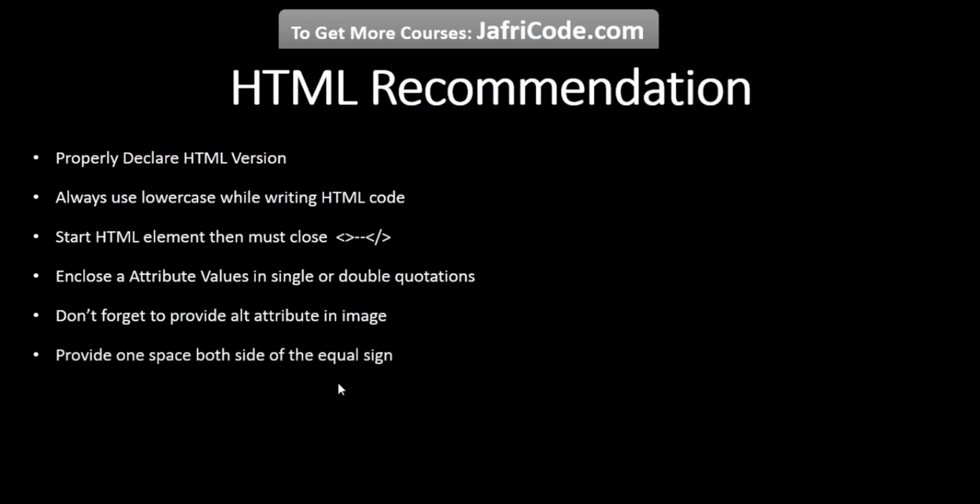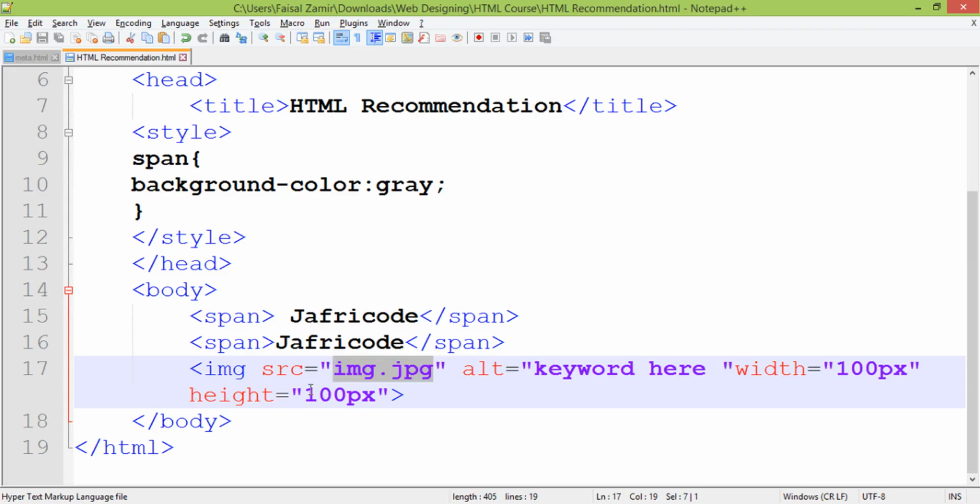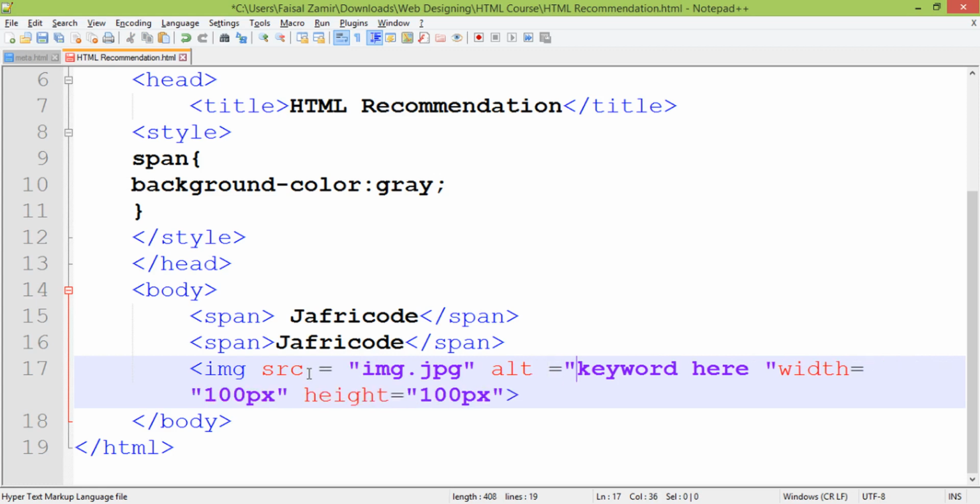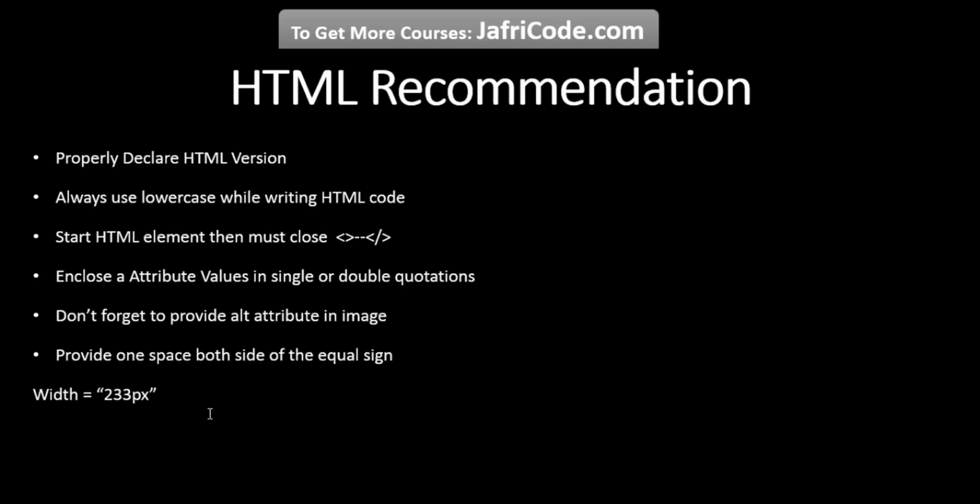Provide one space on both sides of the equal sign. When you provide an attribute and its value, you use the assignment operator, an equal sign, and you have to provide a space on both sides. You can see that here I did not give a space, and here I give a space on both sides. It is recommended. So this is the way you can use it. You can provide a space on both sides of the equal sign.